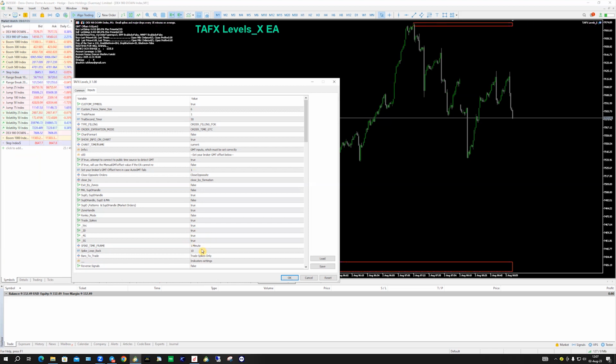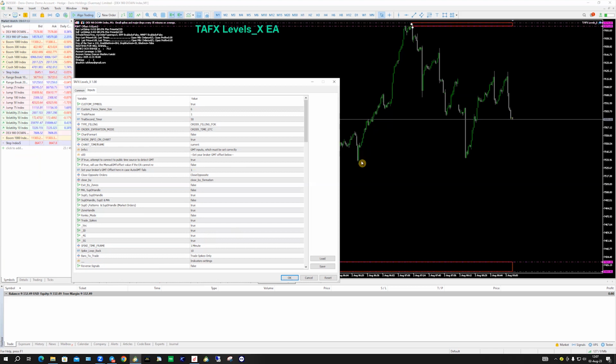So that's why we always advise people with a small account to use the spikes only, instead of taking all the profit that you took when you are trading against the spike. So it is very advisable to use that.